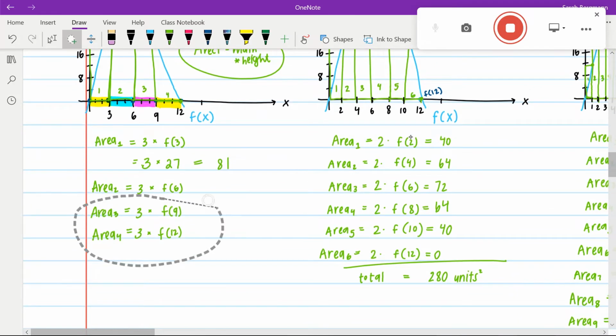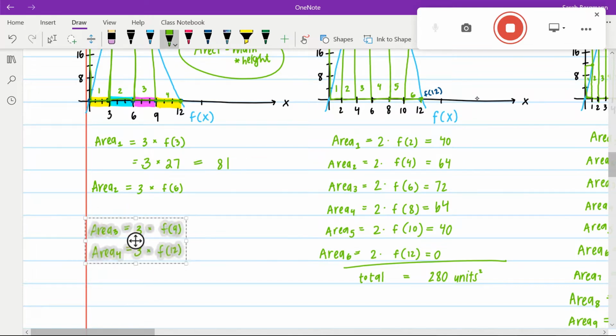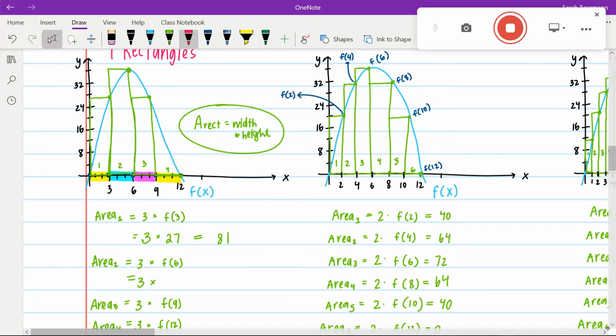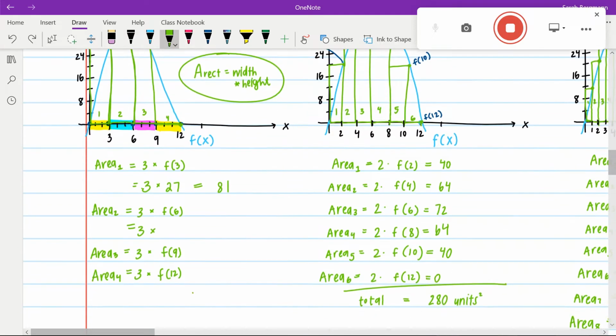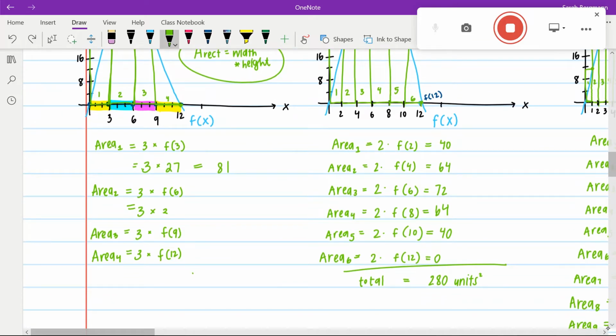We're going to do the same thing for the other 3 rectangles. So for our second rectangle, the width, again, we already said the width of all of them is 3. The height of this rectangle is going to be the same as plugging 6 into the equation. So I would just plug in 6 to the equation on your table, and you get 36. 3 times 36 is equal to 108.